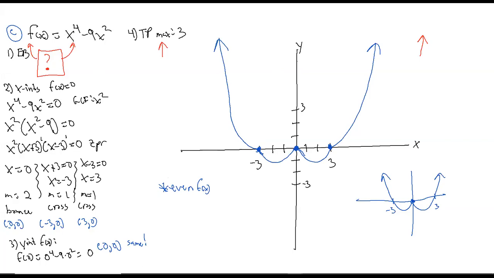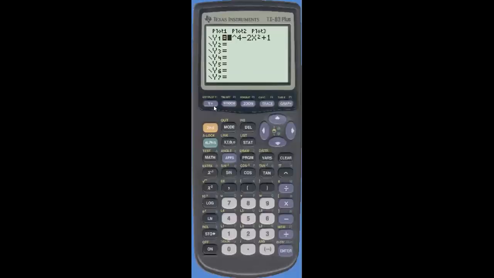Now, maybe you don't trust yourself. Maybe you want to go to your calculator, back to the graphing screen. Let's clear it. We had, what was it, x to the 4th minus 9x squared. We graph it. And I'd say that we did a fairly decent job.